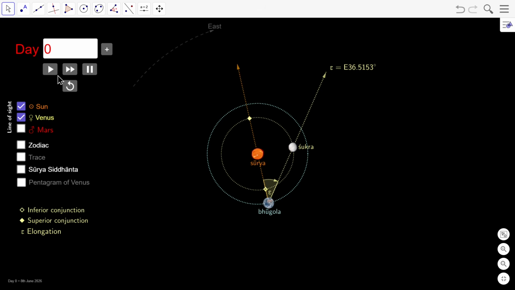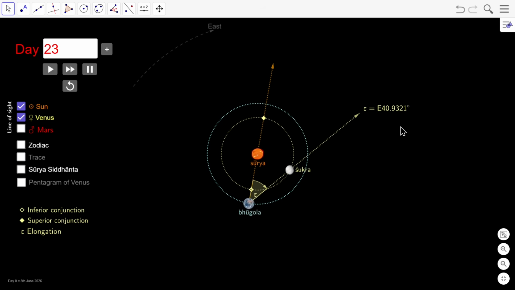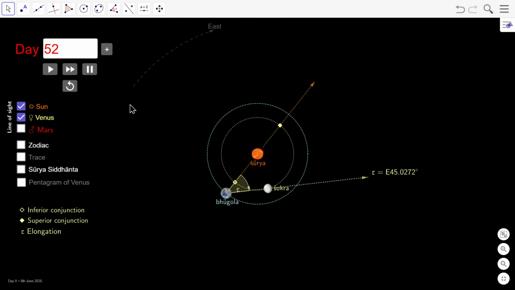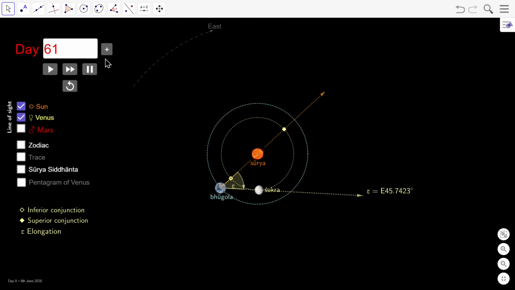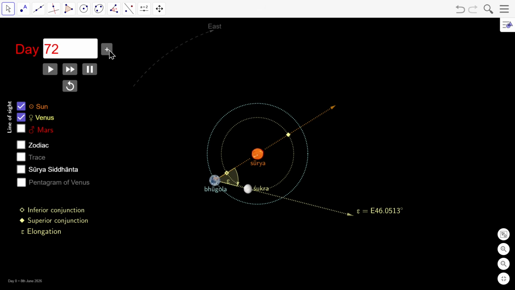Good. Now, I'm going to run this simulation and you see what happens to this elongation. It starts increasing. It's become 42 degrees, 43 degrees, 45 degrees. And now let me go day by day. It's 46 degrees and this is the maximum it reaches, 46.0545. After this, it starts reducing, and it starts going down.